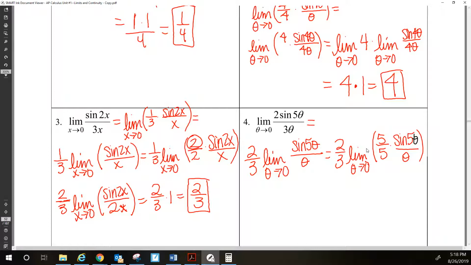So now I've got 5 times 2 on the outside, which is 10/3, times the limit as theta goes to 0. Now I've got sine 5 theta. This 5 went on the outside, I still have the 5 on the bottom, times theta, which is 5 theta. Now I know the limit of sine 5 theta over 5 theta is 1, so this is going to be 10/3 times 1, which is 10/3.